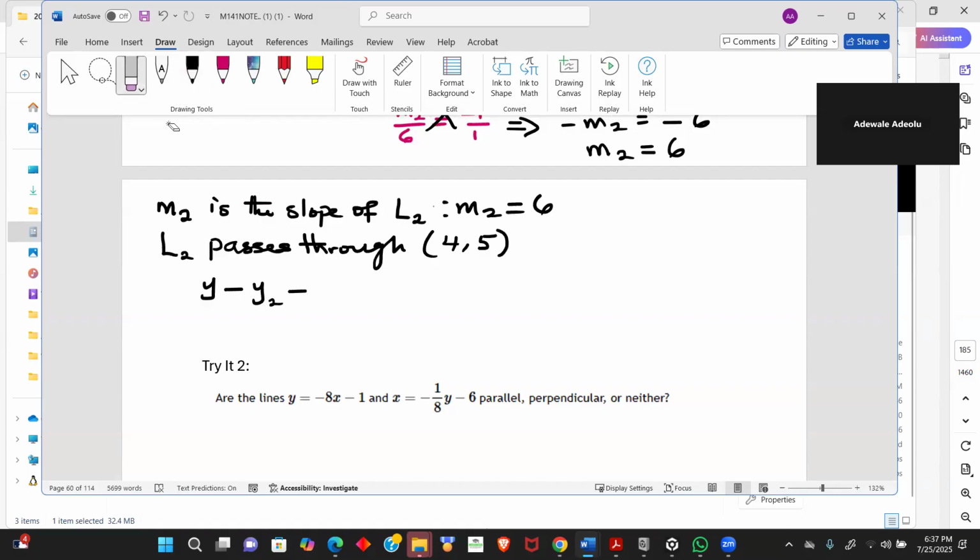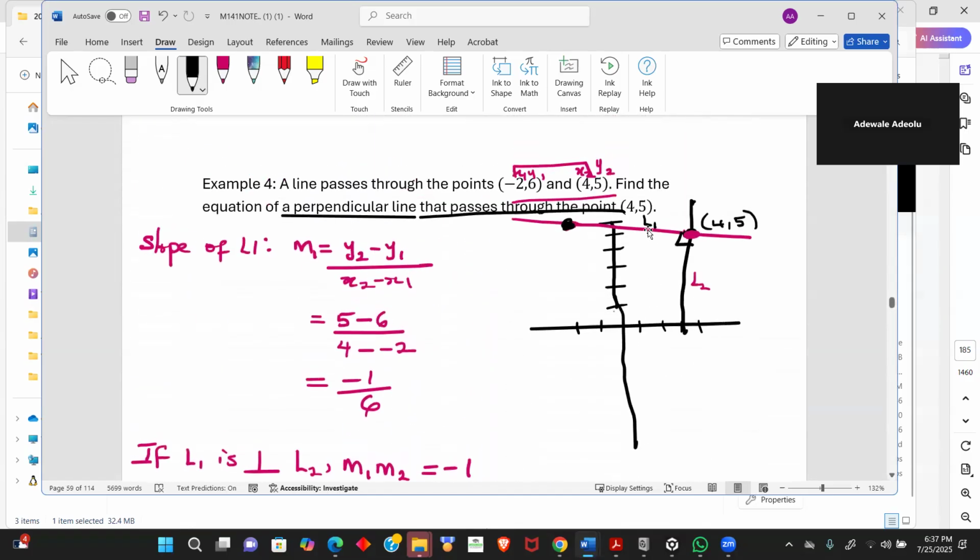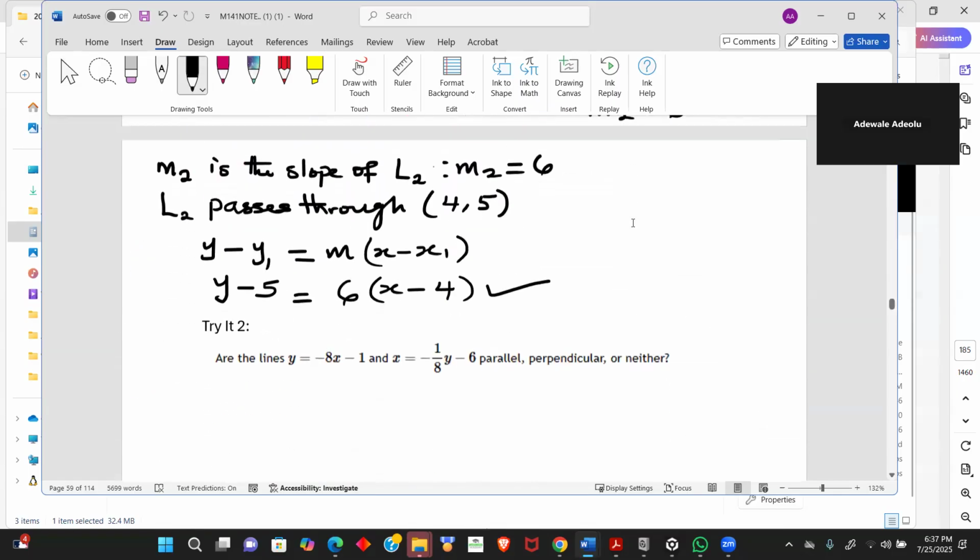No, that is y minus y1 equals m times x minus x1. So that is y minus y1, which is 5. I hope you know that at this point. Slope is 6. X minus x1 is 4. So you can leave it this way, except the question is saying you should write it in slope-intercept form.